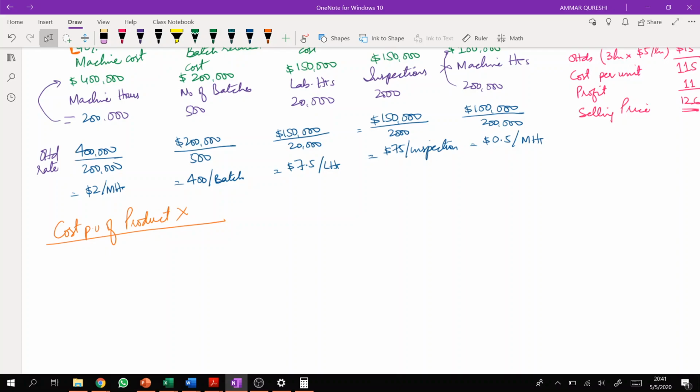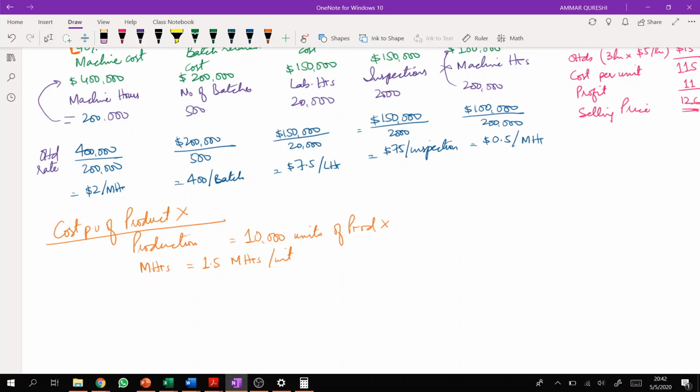So let's take a hypothetical example. Let's say that the production company wants to manufacture 10,000 units of product X, right? And total machine hours which will be required are around, let's say, 1.5 machine hours per unit, right?